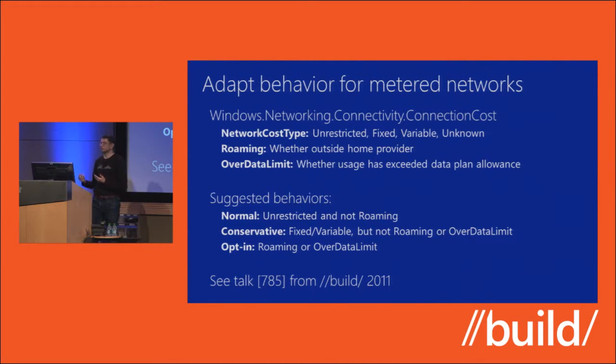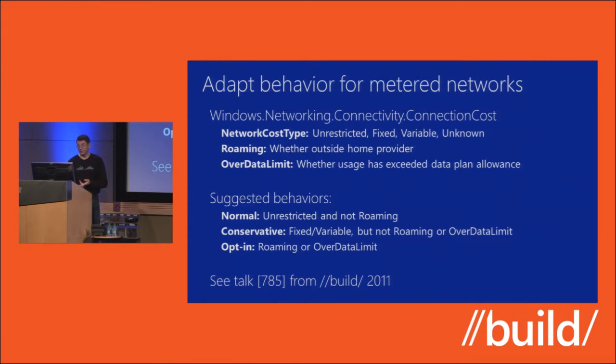You might have a conservative mode where I'm, say, consuming less data. Maybe I'm using lower resolution images or sending fewer frames or something like that. Some degraded experience that still provides some connected experience, but maybe not as high resolution or high quality or as fast. And so you might use a conservative experience if the network cost type is fixed or variable, which means there is, in fact, some cap that you're going towards, but you're not roaming or over your data limit.